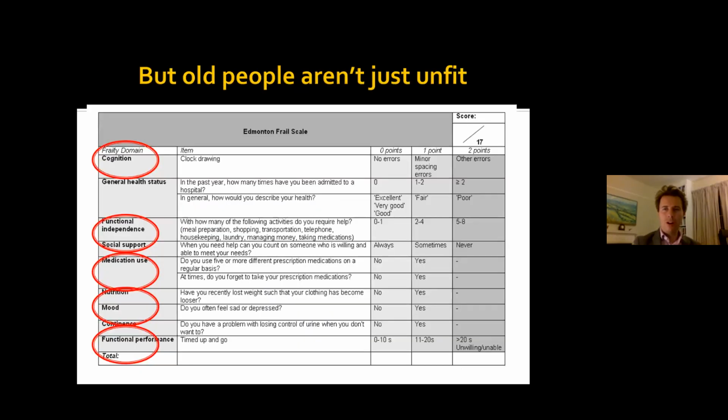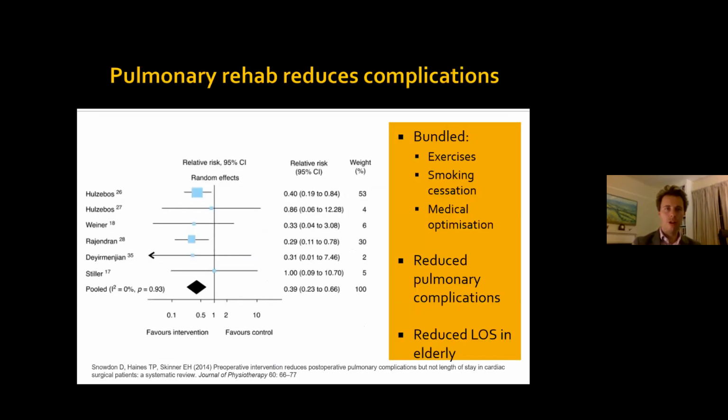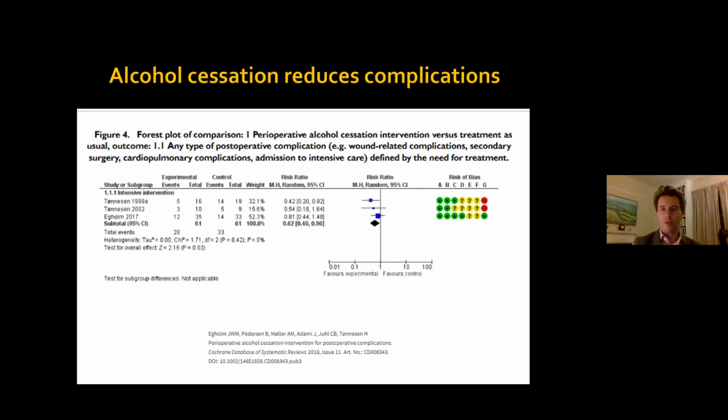But of course, old people aren't just cardiovascularly unfit. There's more to the frailty syndrome than that. And these sorts of figures from Edmonds and Frail School and others show us that it's more. And we know that nutrition also, optimizing that probably improves clinical outcomes. We know that things like pulmonary rehab also reduce complications, and that's obviously bundled exercise, smoking cessation, medical optimization of lung conditions. These also can reduce length of stay in older people, as indeed can alcohol cessation.